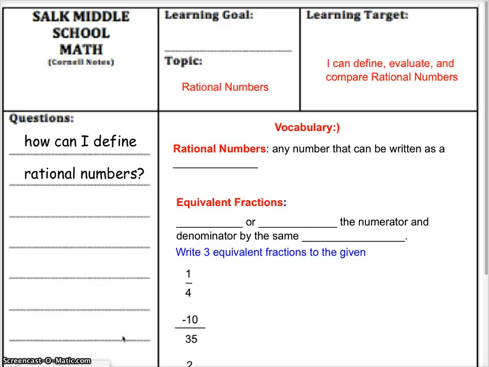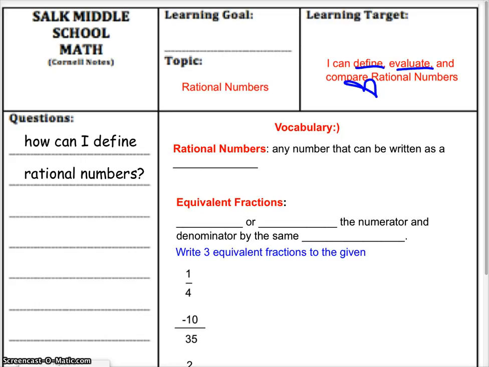Today we're moving on with our rational unit. Our topic is rational numbers. Your learning target today: you can define, evaluate, and compare rational numbers. So today we actually define what a rational number is.